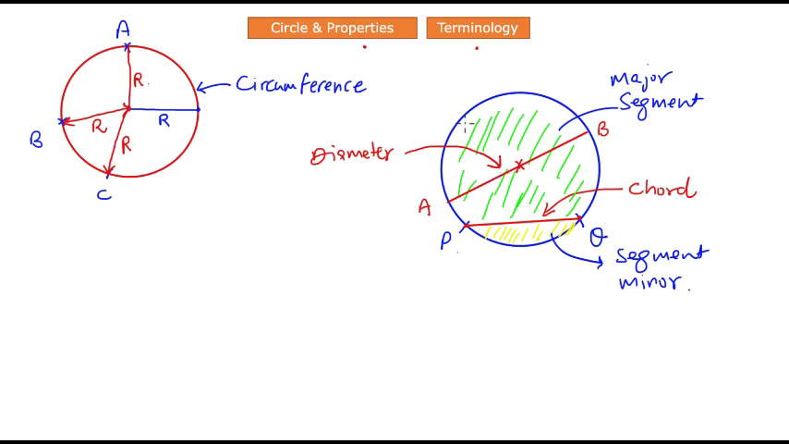So at this moment, I would like you to think a little bit more about the chord and the circle. Now you have understood the definition of a chord, right?